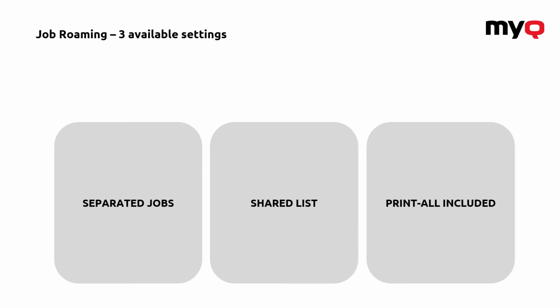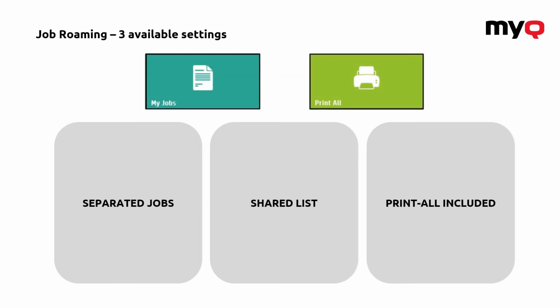As you can see, there are 3 available settings: the separated jobs, the shared list, and print all included. To explain those the best possible way, it would be on the embedded screen. On the embedded screen, there are 2 buttons related to print jobs: My Jobs and Print All. On use of these buttons and on the examples you will get while using them, I will explain how these 3 settings actually differ. Starting first with the default setting, which was available for all the versions of the system, and that's the option of separated jobs.